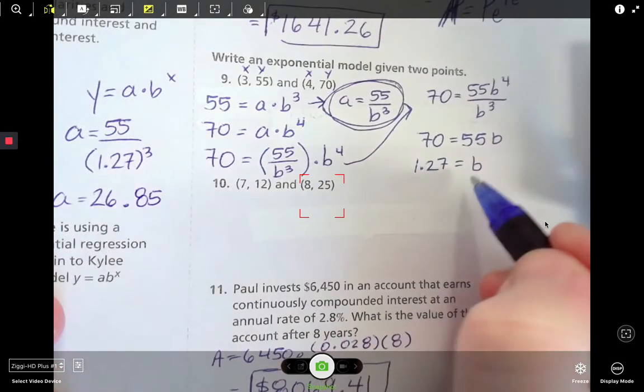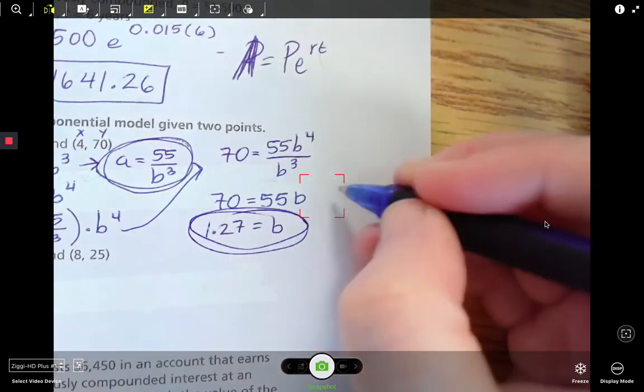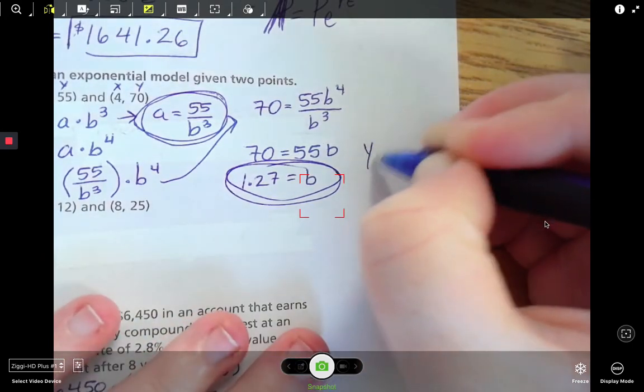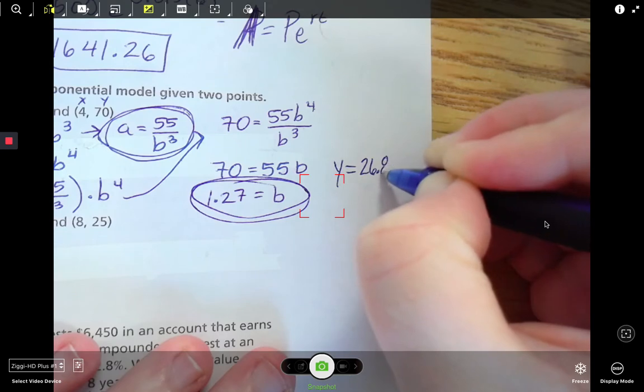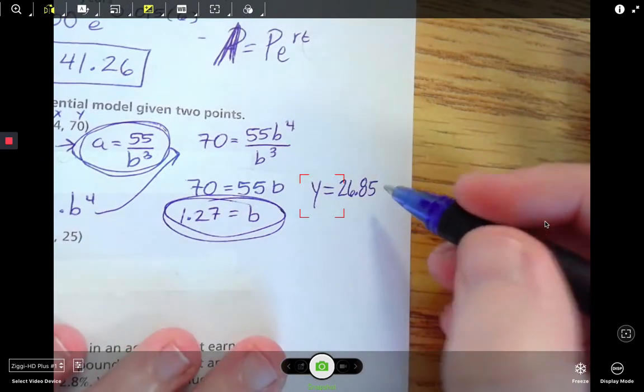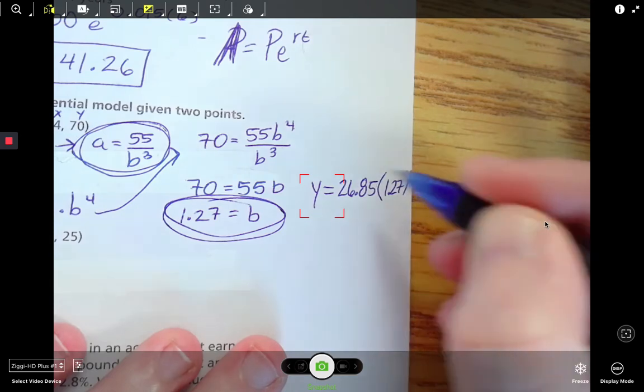So I know what b equals, I know what a equals, so I can write my final equation. Y is equal to 26.85 times 1.27 to the x power.